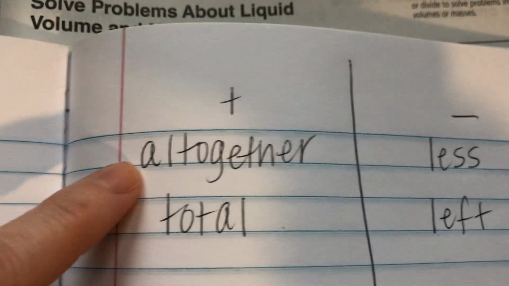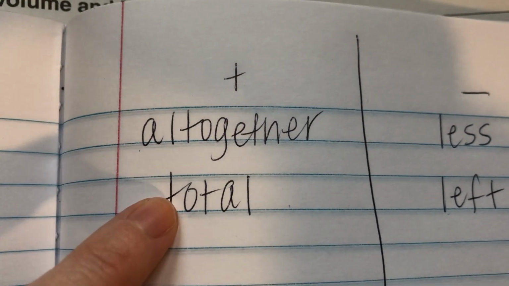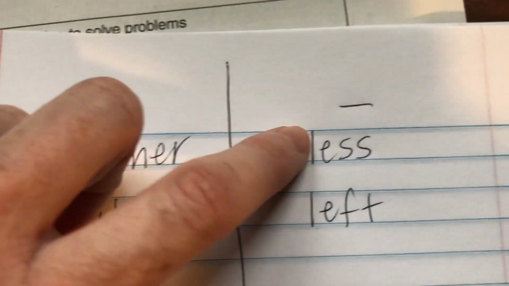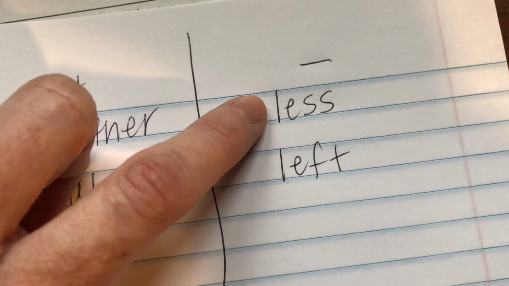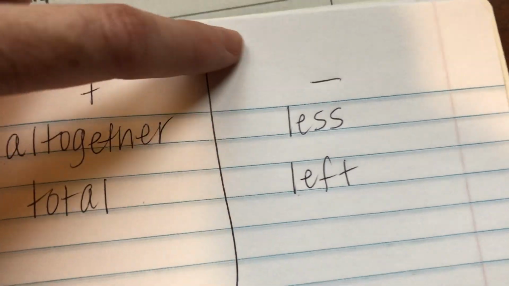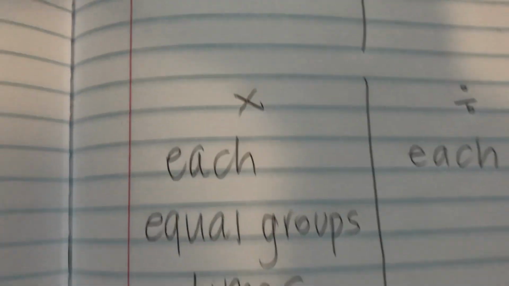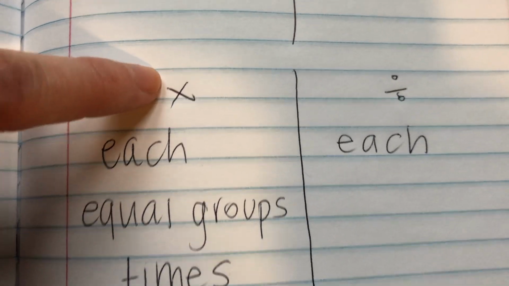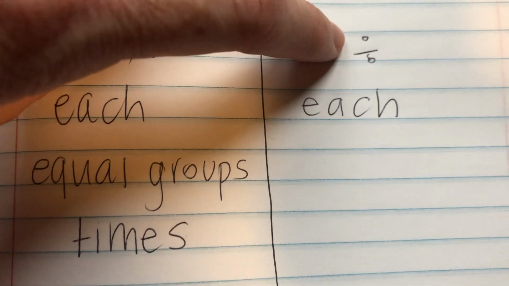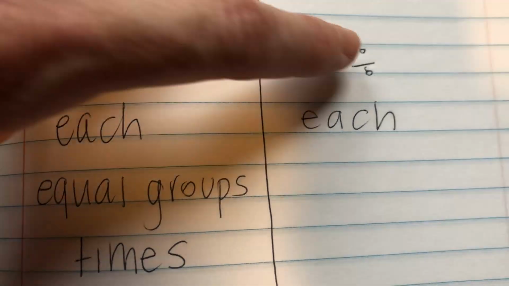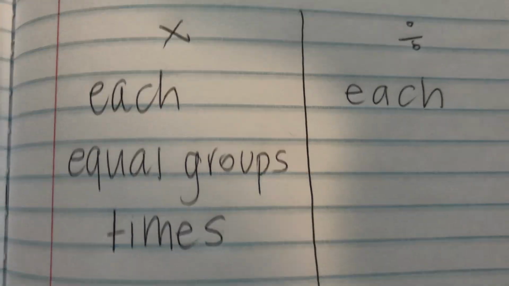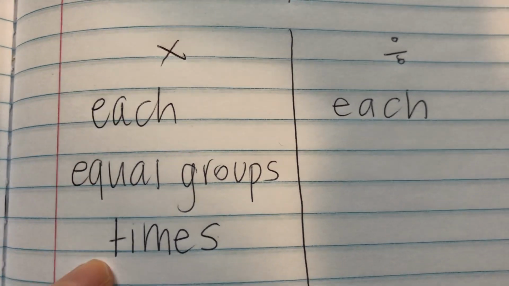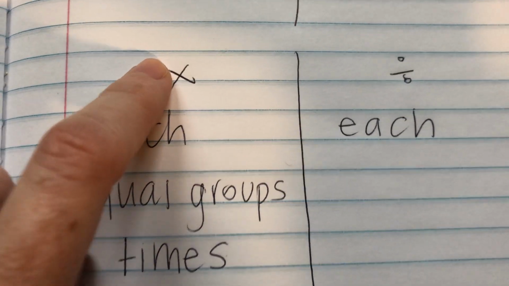When we see words like all together or total in our word problems, we should think about adding. When you hear words about less and left, you should think about subtracting. When you hear the word each, you have to be careful. Sometimes that means to multiply, but it also could be dividing, because we know that multiplication and division are inverse, or the opposite operations. Words like equal, groups, and times usually mean to multiply.